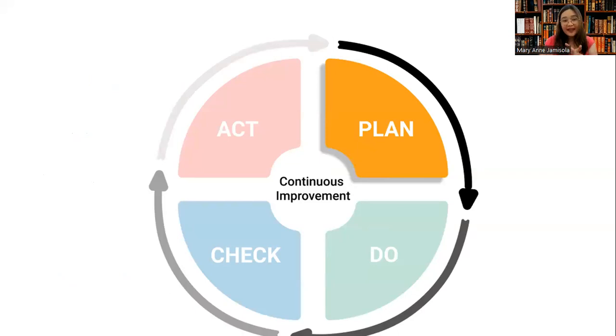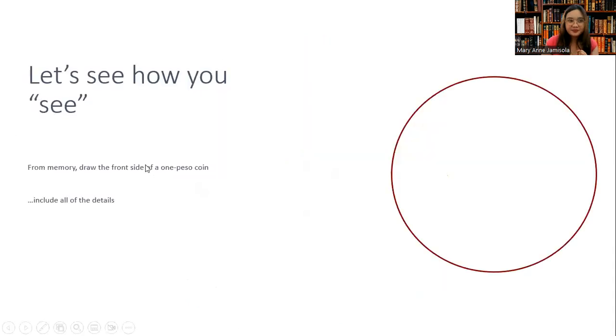After plan, you must do. After do, check. And after check, act. So you cannot jump from one step to another. Always follow the chronological order because this is a process. So we start with P and then D and then C and then A. So again, remember, plan, do, check, and act.